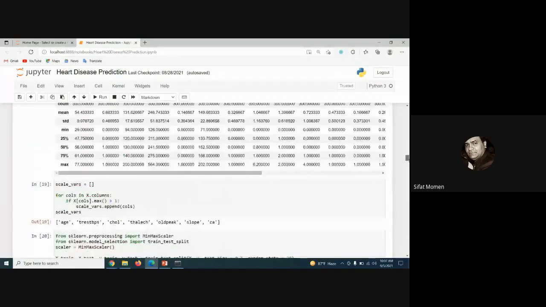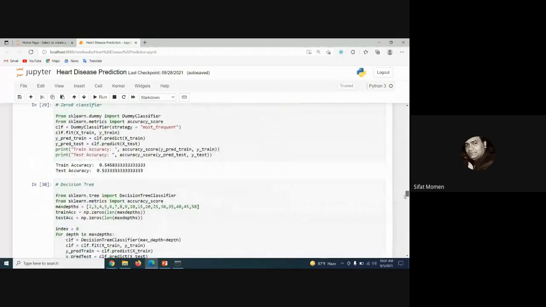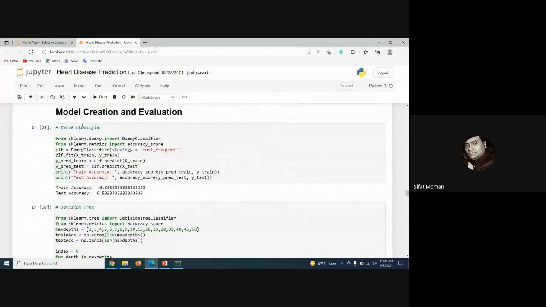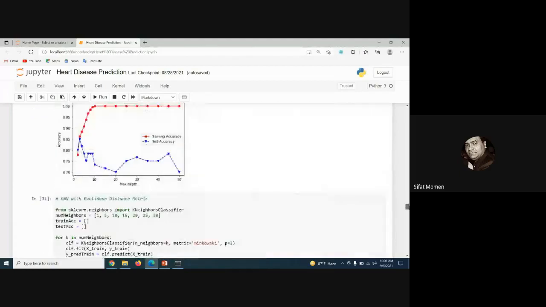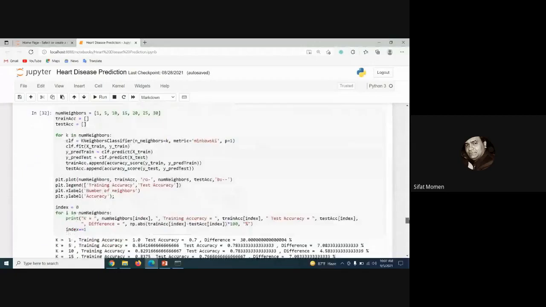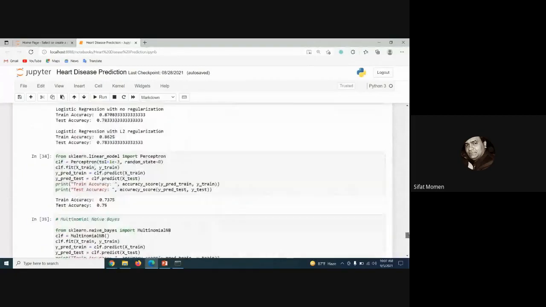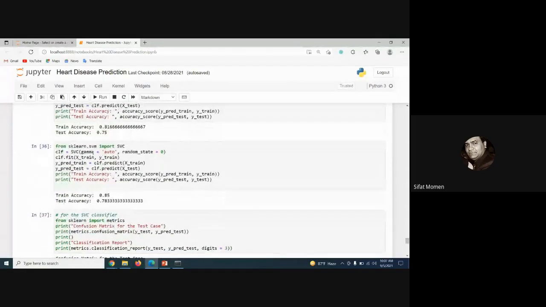So here we are. We have been using different kinds of models, different kinds of classifiers, like zero classifier, decision tree. After that, we have used KNN with Euclidean distance metric. This is the logistic regression. This is the naive Bayes classifier. Here's the support vector machine, support vector classifier. So I'm going to show you for one of the classifiers. Let me show you for the support vector machine.